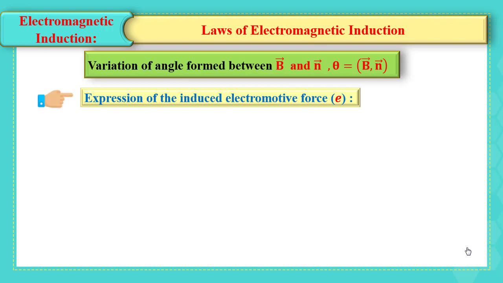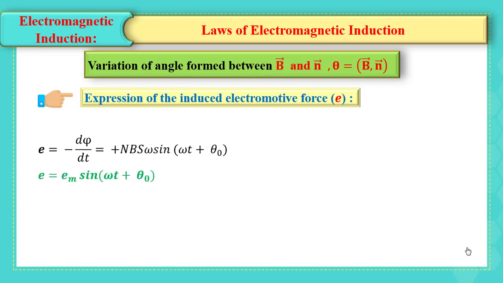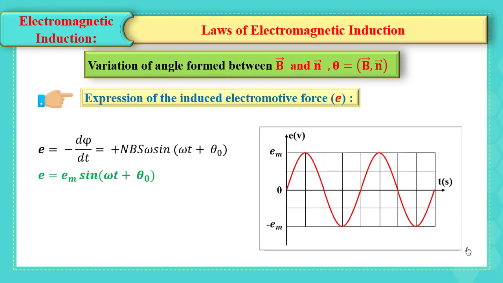Expression of the induced electromotive force E. E equals minus dφ/dt equals plus NBSω sin(ωt + θ0), where the value NBSω represents the maximum value of the electromotive force. So the expression becomes E equals Emax sin(ωt + θ0), which represents a sinusoidal alternating voltage, and the adjacent graph represents the expression where θ0 is equal to 0.